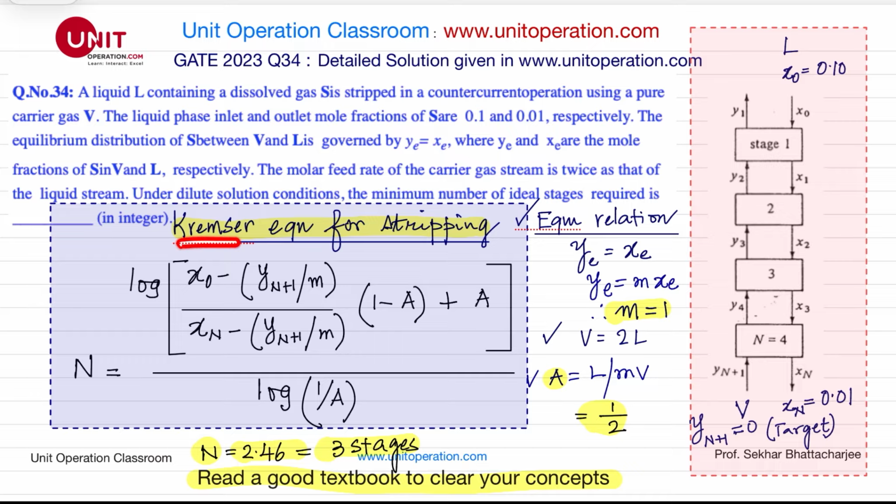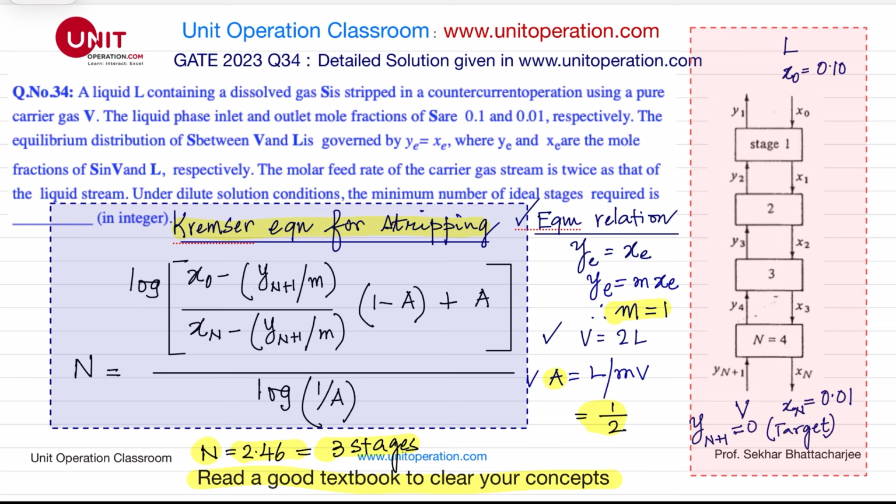So we are going to use Kremser equation. Again, we will discuss that in a little more detail in the next slides. And of course, this is the equation. We know the value of x0. We know the value of xn, and yn plus 1, of course, is equal to 0. So these terms are 0.